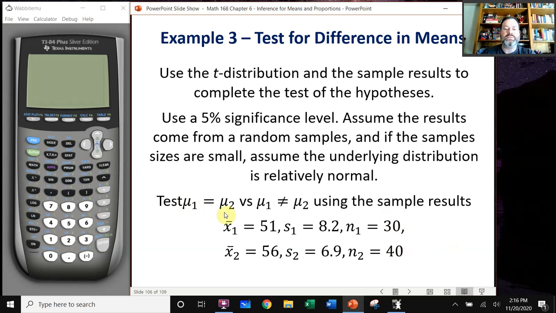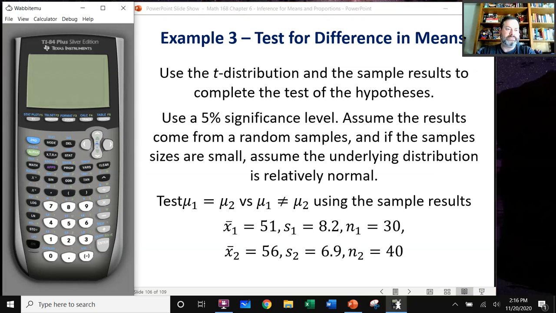And then we're going to test mu1 equals mu2 against mu1 not equal to mu2 using these sample results. So the idea here is we're going to do the whole test. First two steps, follow the template that I outlined at the end of section 6.1. Sample statistic first, no matter what. Our sample statistic, a difference in means, is x bar 1 minus x bar 2. Right, so it's negative 5.